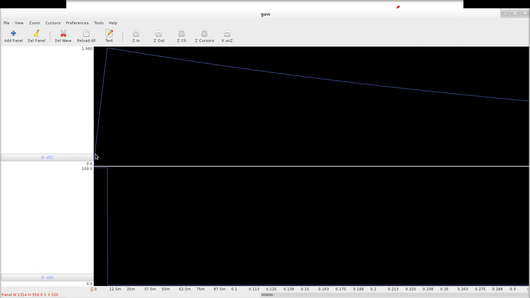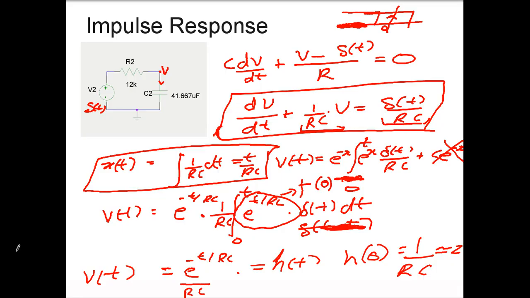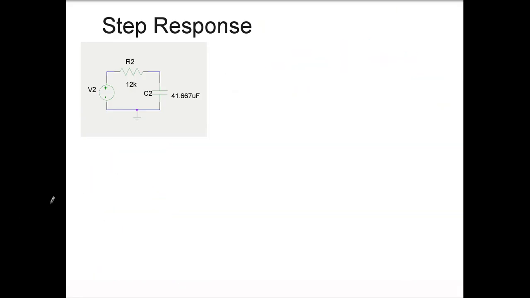As a consequence of this approximation, you can see that the initial rise to 2 volts is not exact. It's somewhat of a ramp. Ideally this would just be a straight jump to 2 volts. Okay, so let's move on. So this is our impulse response.